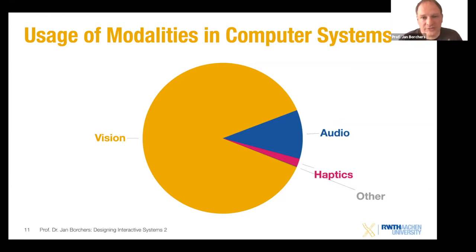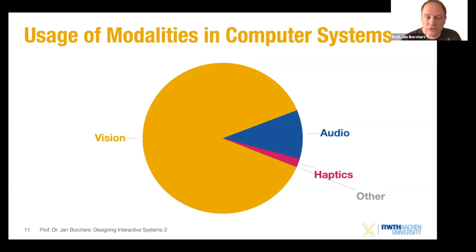And this does make sense. I'm not saying that this is the wrong way to do it, because our visual sense is the highest bandwidth sense. Remember in DIS1, we talked about the bandwidth of different channels of communication, and we found that vision was the one that could process the most bits per second. So it's a very high bandwidth channel, so it makes sense to use it by the computer as well.